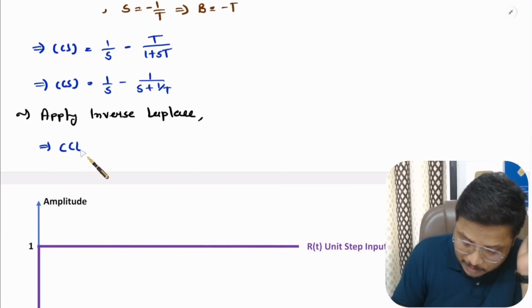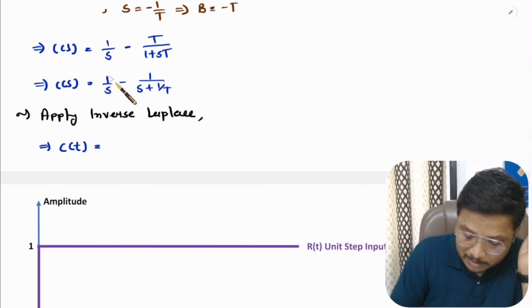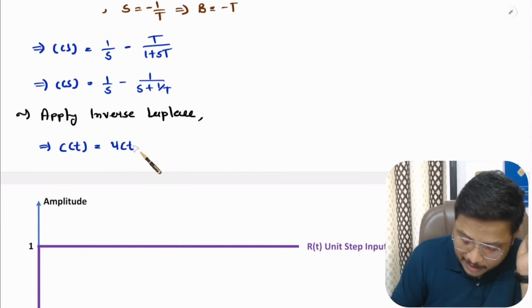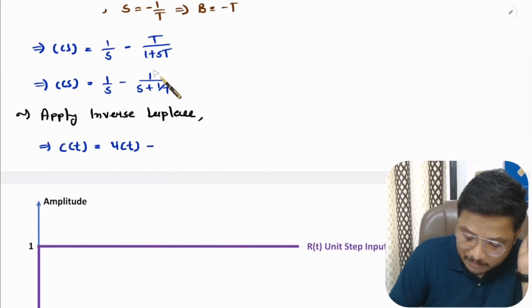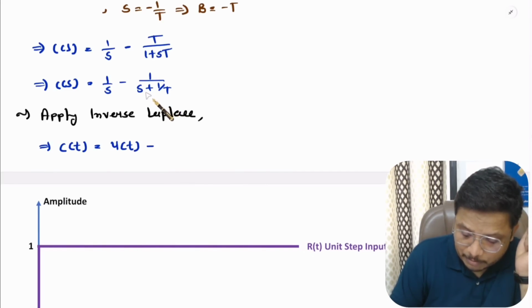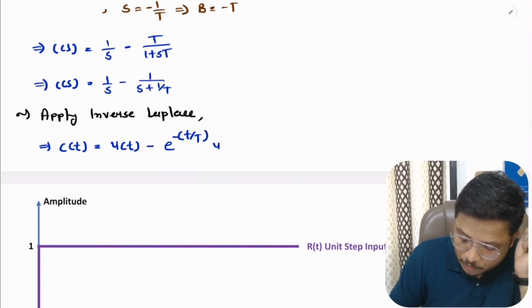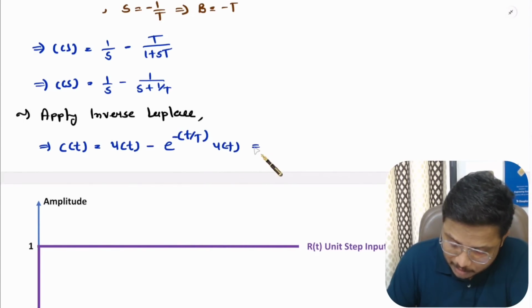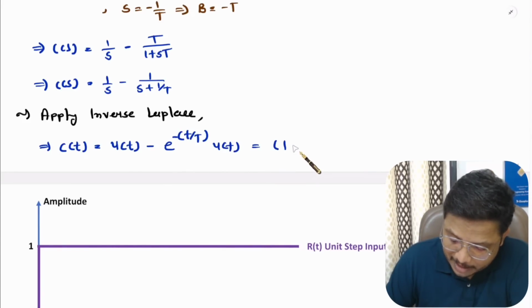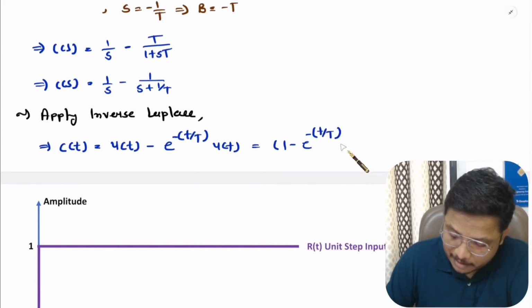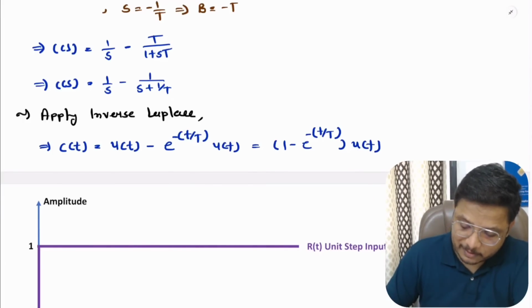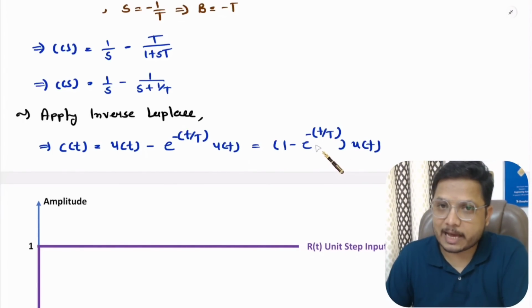So the output c(t): for 1 by s, we will have u(t), and for 1 divided by (s plus 1 by T), we will have e to the power minus t by capital T into u(t). If you take u(t) common, then we will have (1 minus e to the power minus t by capital T) into u(t). So that is our output in the time domain.